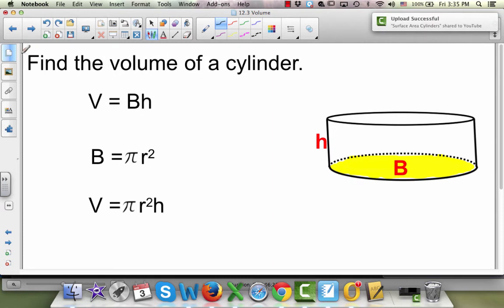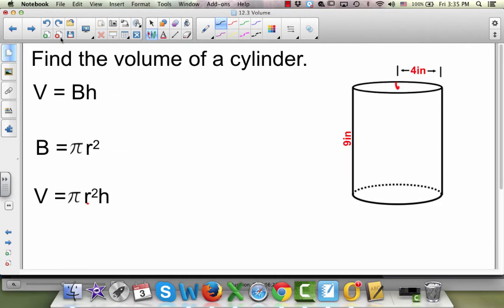Alright, now let's find the volume of a cylinder. The volume of a cylinder is still going to be base times height, big B times little h. It's just that this time the base is a circle. So it will be pi r squared to find the area. So you can write the formula as volume equals pi r squared times h.